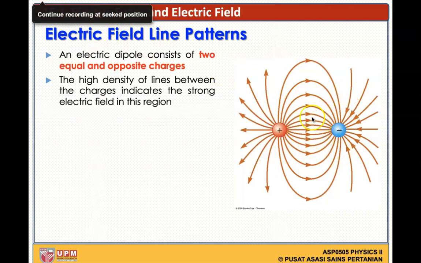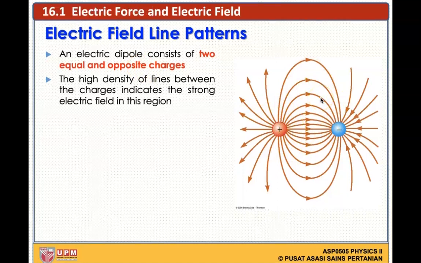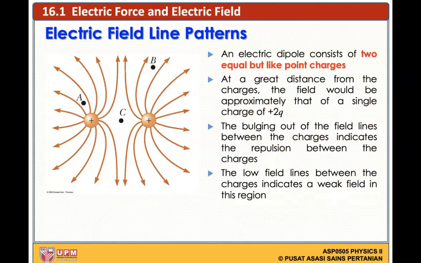And this is how it looks like. Okay, so you have 1, 2, 3, 4, 5, 6. Oh, I can't count. So an electric dipole that consists of 2 equal and opposite charges will look like this. And this is an electric field of 2 equal but like point charges. Just now, it was positive and negative. This one is positive and positive. So the lines will not end up, if this is a negative, then the lines go into the negative charge, right? But since both are positive, the lines just move away from each other.